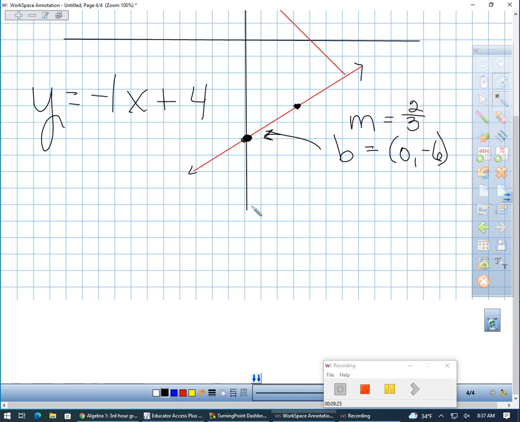So what's our equation going to be? y equals 2/3 x minus 6. Very good. That's what you have to do for 22 through 26. Any questions?